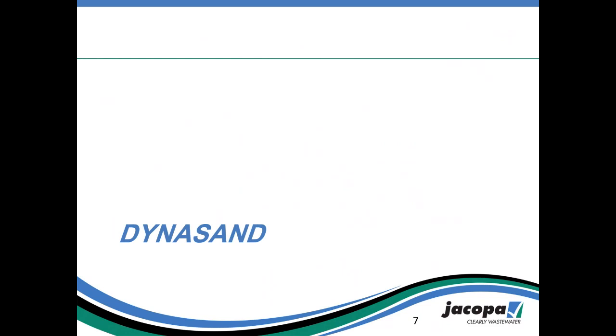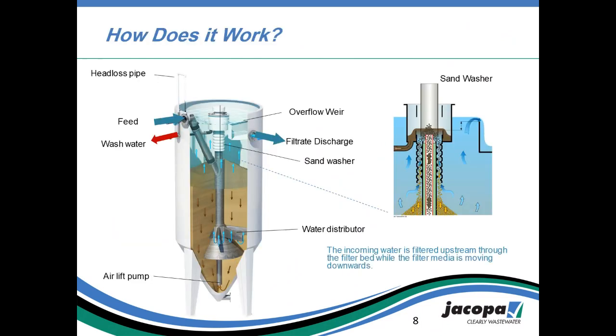So first of all, Dynasand. Hopefully lots of you have come across how they work. I'll go through it briefly in case you haven't. Water is fed into the top of the unit and piped down through the central column, radiated out by the water distributor over the entire surface area of the bed. The water then flows up through the sand bed and the fine particulates are captured within the sand bed. It then discharges over the overflow wheel and away as the final effluent.